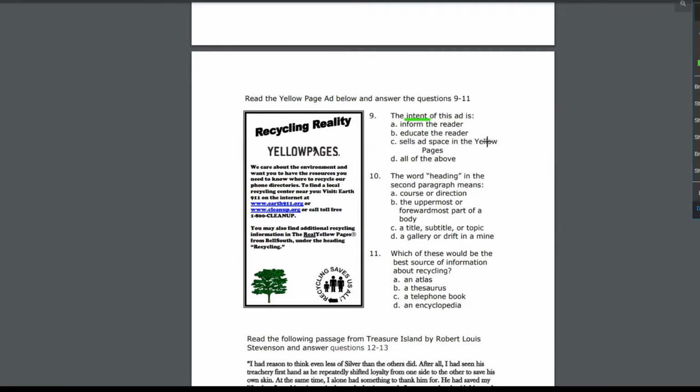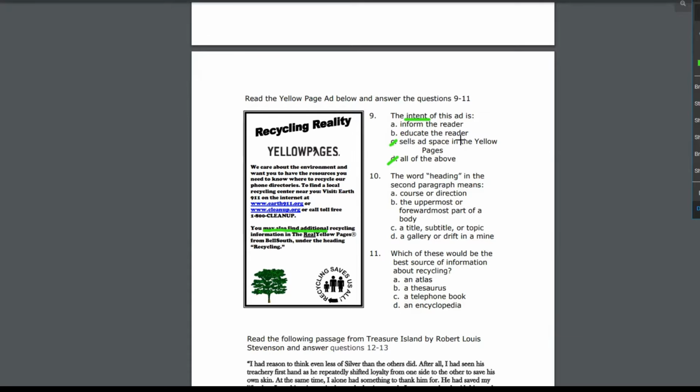C says sell ad space in the yellow pages. We know their reference to the yellow pages was just so that people could find them. It says you may also find additional, right? So I know that's not correct, which leads me to eliminate D as well because that says all of the above. So if we go back to inform versus educate, when we look at the specific definitions to tell the difference between the two, when you inform, you just give specific information about a particular thing, right? Versus educating is when you're learning something over a period of time. So now, knowing the difference between those, we know the correct answer would be what?